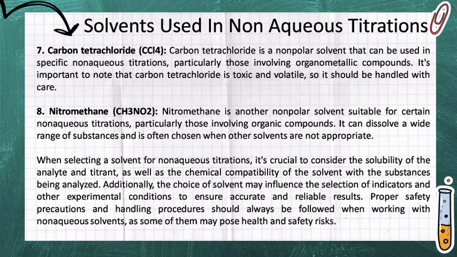Seventh, carbon tetrachloride, CCl4. Carbon tetrachloride is a nonpolar solvent that can be used in specific non-aqueous titrations, particularly those involving organometallic compounds. It's important to note that carbon tetrachloride is toxic and volatile, so it should be handled with care. Eighth, nitromethane, CH3NO2. Nitromethane is another nonpolar solvent suitable for certain non-aqueous titrations, particularly those involving organic compounds. It can dissolve a wide range of substances and is often chosen when other solvents are not appropriate.